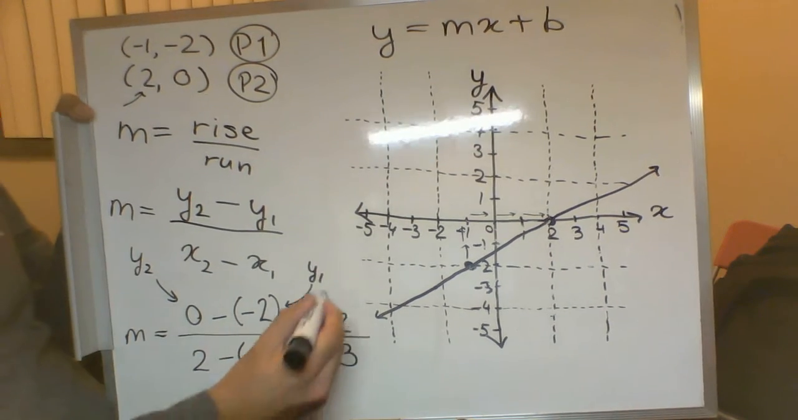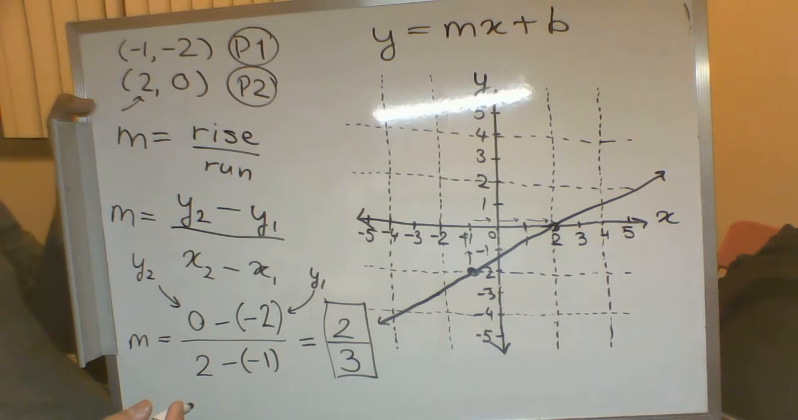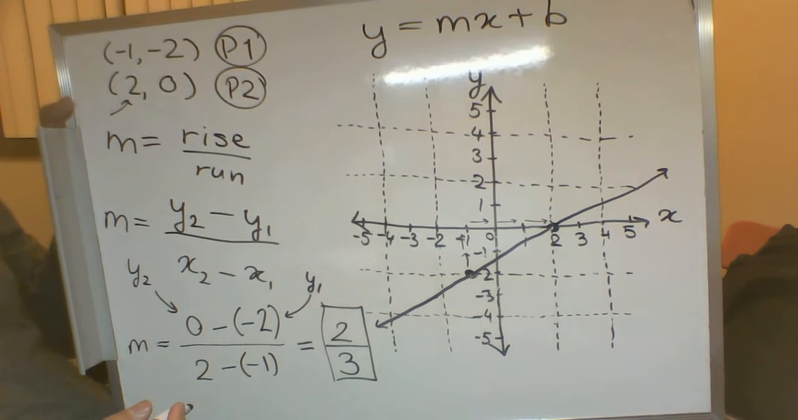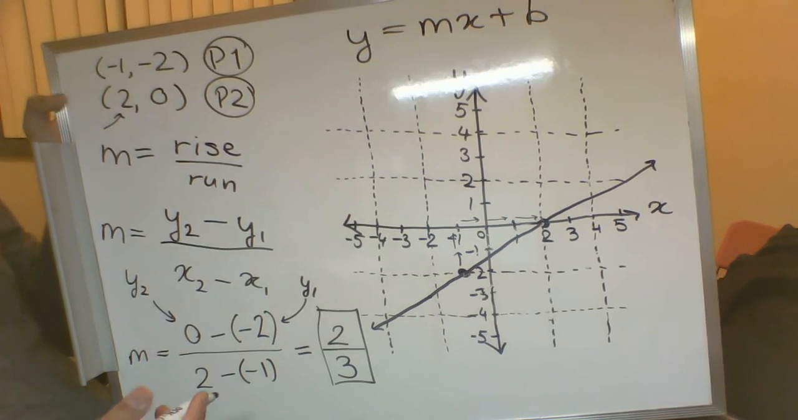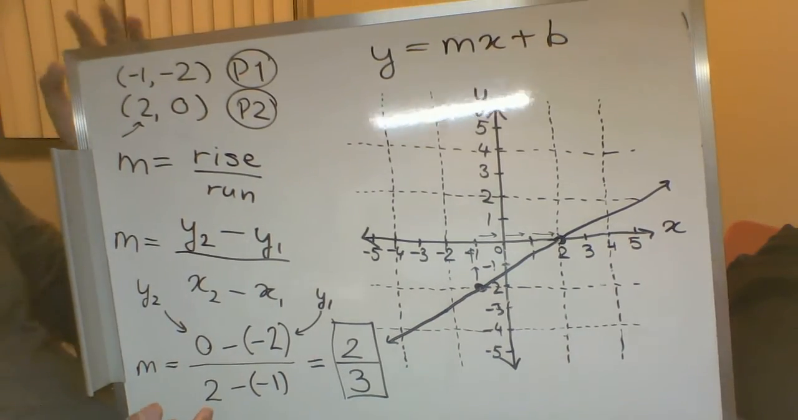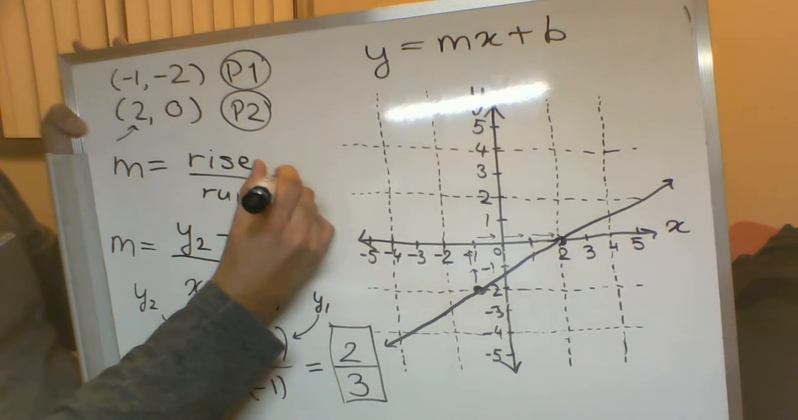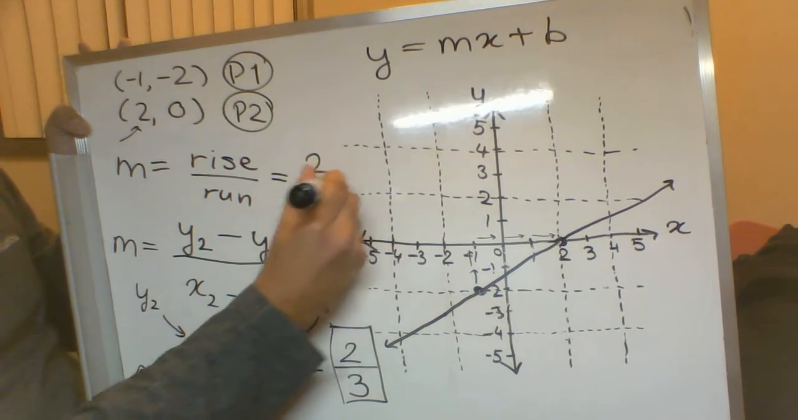So then we've got this fraction here as our end result. So this is telling us that our slope for this particular function is 2 over 3. Now let's think about why this works. If we go back to using this equation, our rise over our run, we would still get 2 over 3.